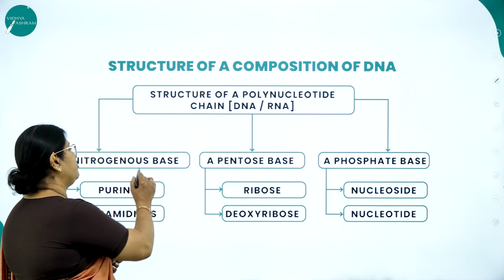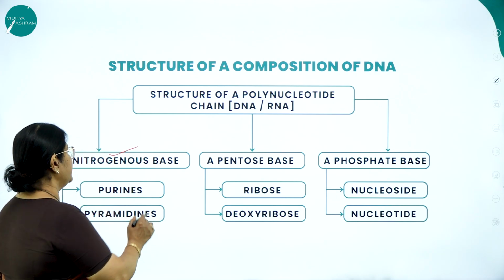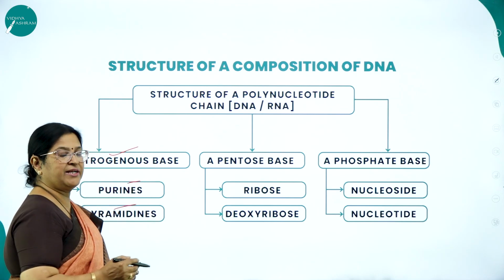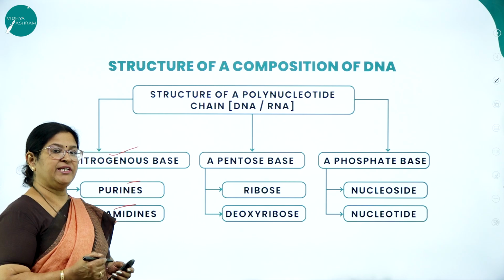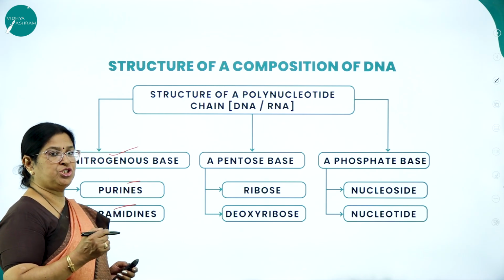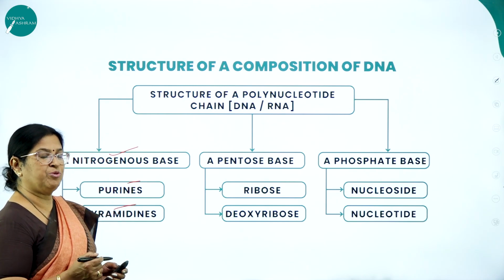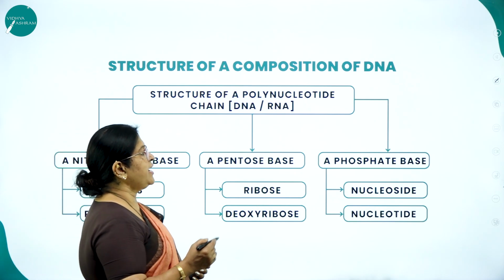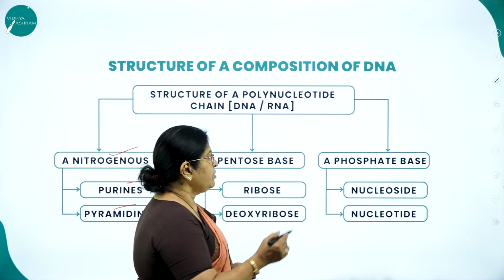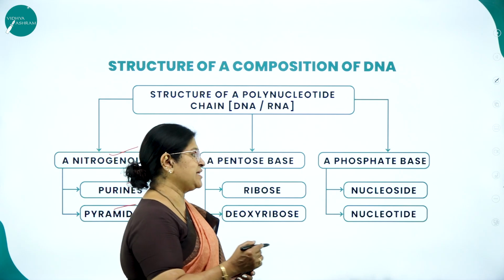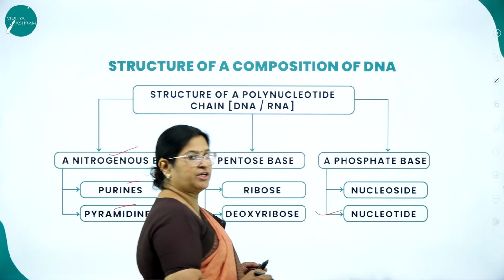DNA and RNA both are made up of nitrogenous bases, that is purines and pyrimidines, that is adenine, guanine, cytosine and thymine, a pentose sugar, that is ribose sugar or deoxyribose sugar, and a phosphate group. Only when a phosphate group is added, you call it a nucleotide.